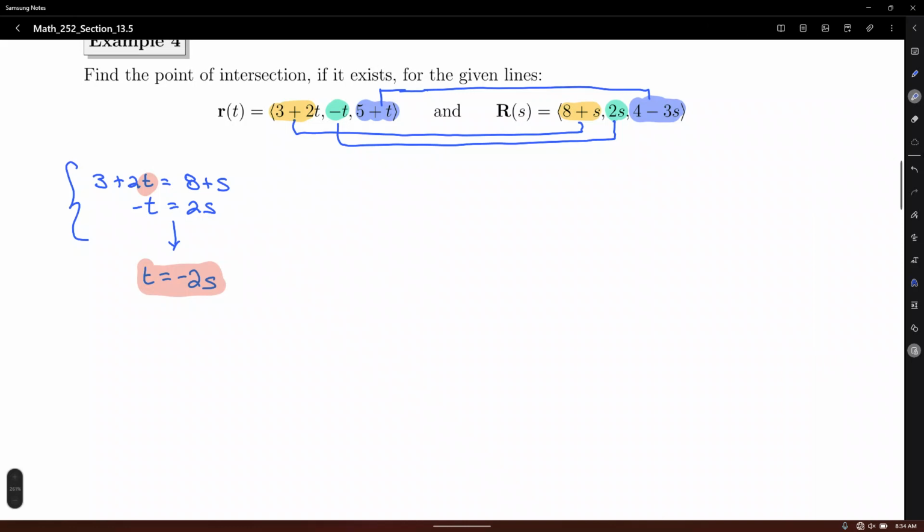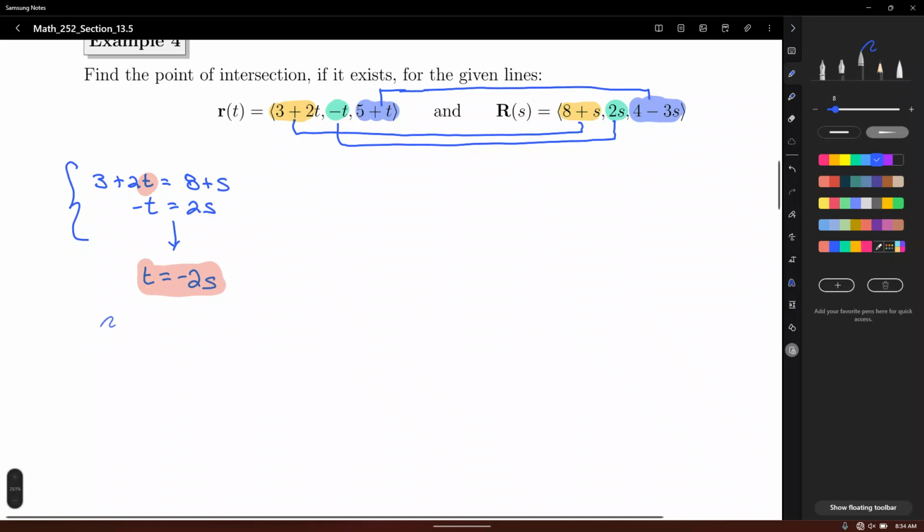So that's going to be 3 plus 2 times negative 2s equals 8 plus s. And well, the rest of the problem is a basic linear equation. 3 minus 4s equals 8 plus s. I'm going to move all the s's to the left hand side and all the constant values to the right hand side. So subtracting s on both sides, that's going to give us 3 minus 5s.